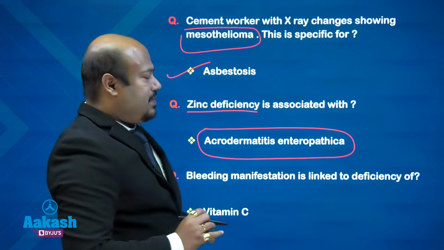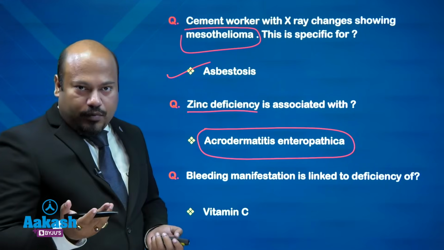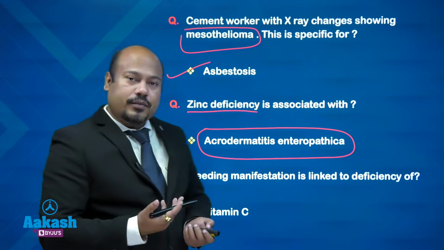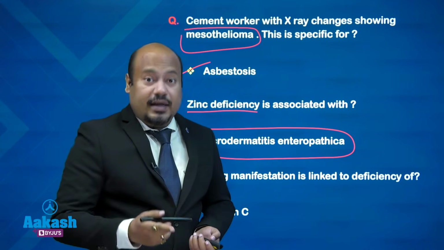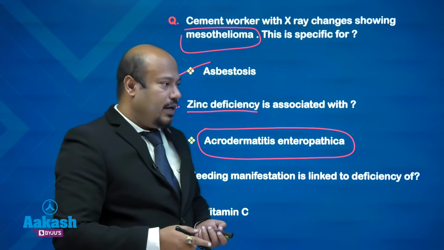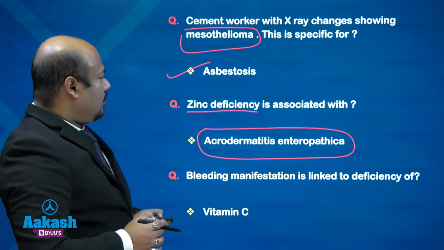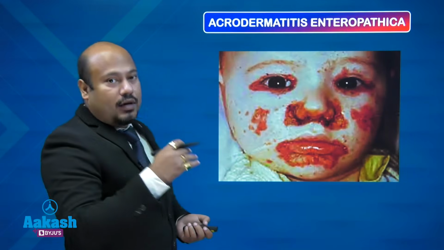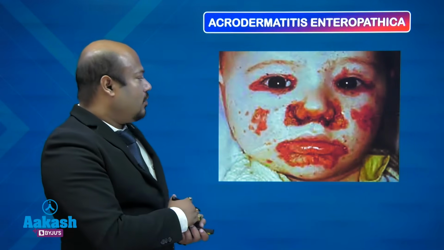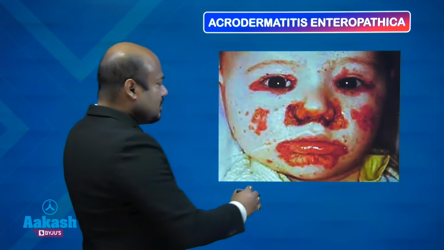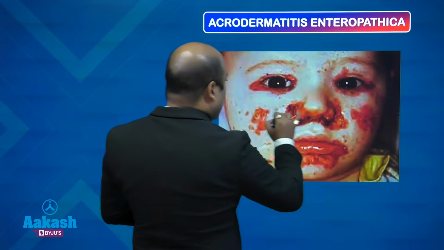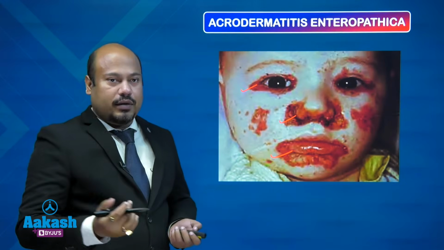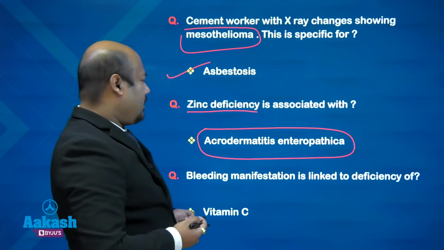Zinc deficiency is associated with acrodermatitis enteropathica. Acrodermatitis enteropathica basically has two important causes. One is zinc deficiency, and acrodermatitis enteropathica can also be genetic. Note down this particular point. I have got one image for you. This is classically the facial appearance of a child affected by acrodermatitis enteropathica. Mainly you can see the lips, the area surrounding the nose, and the area surrounding the eyes become reddened, inflamed.